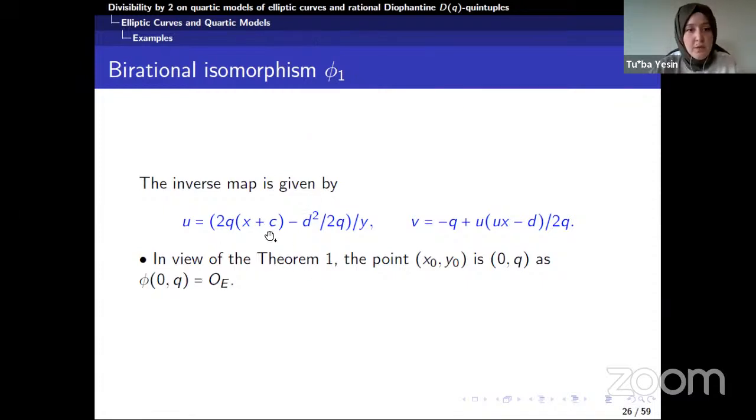Another important thing for this isomorphism, in view of Theorem 1, is that our specific point (x0, y0) will be (0, q). Because we know that under this isomorphism, the only point (0, q) goes to the point at infinity. So from now on, our important number is x0, because our product has f_i(x0) f_j(x0). So this x0 will be 0.